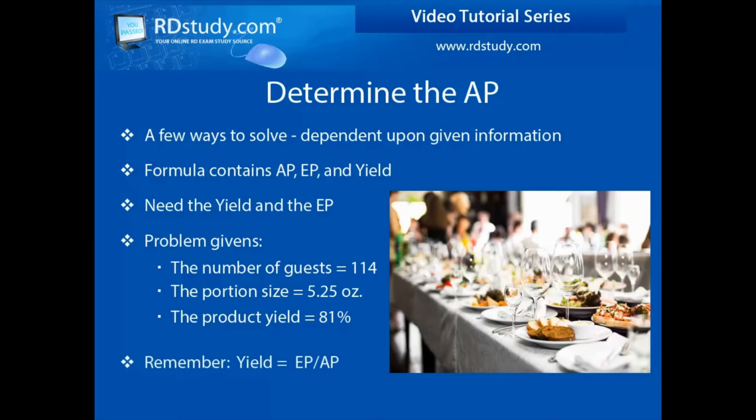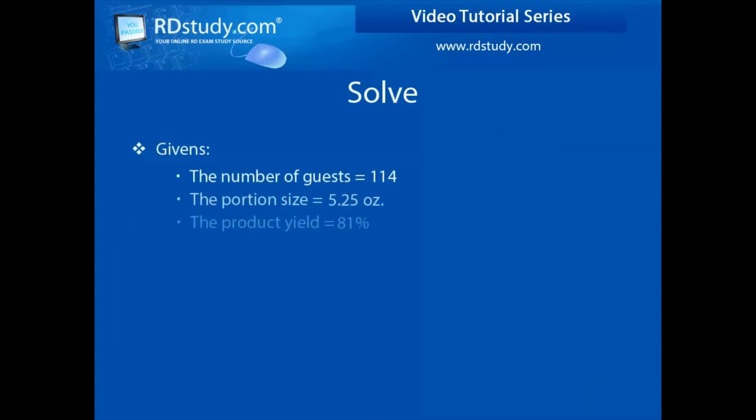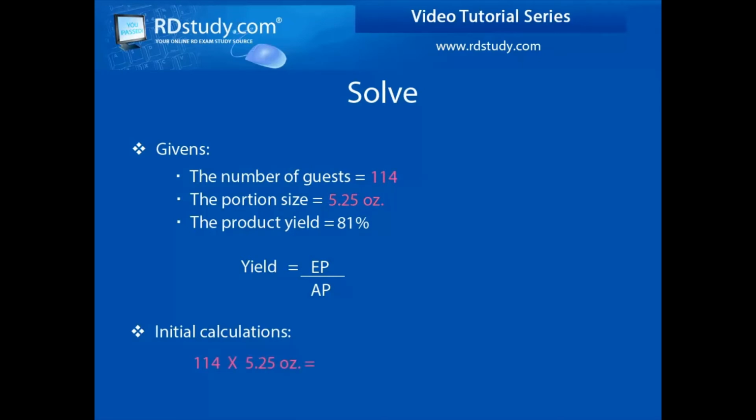Remember, the formula for yield is equal to EP divided by AP. Always jot down the givens supplied by the problem. The standard formula is yield being equal to EP divided by AP. To get the AP value, we will first need to find the EP value. To do so, multiply the number of guests by the portion size each guest will receive. This will provide us with the amount of edible portion product that we will need for the entire function.